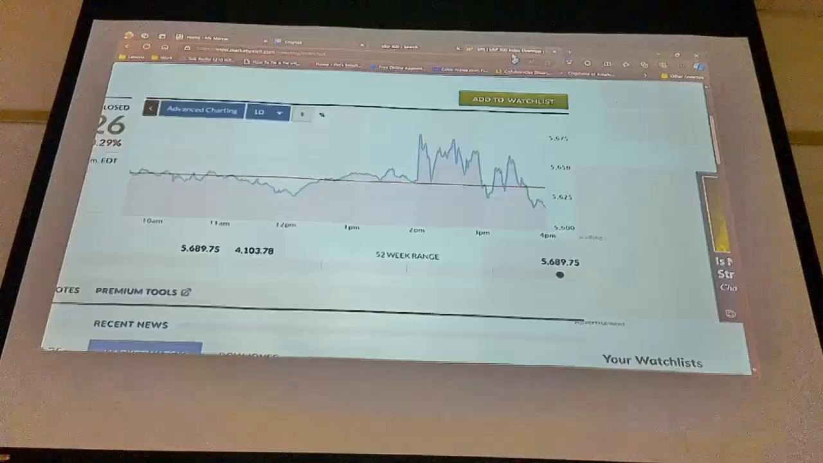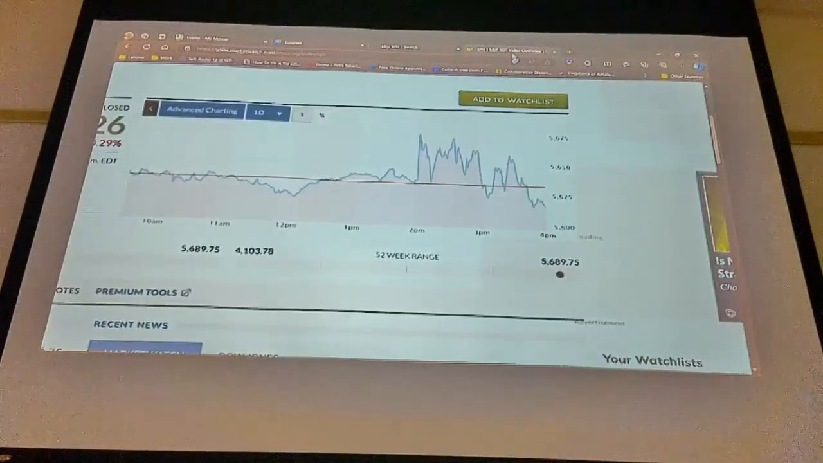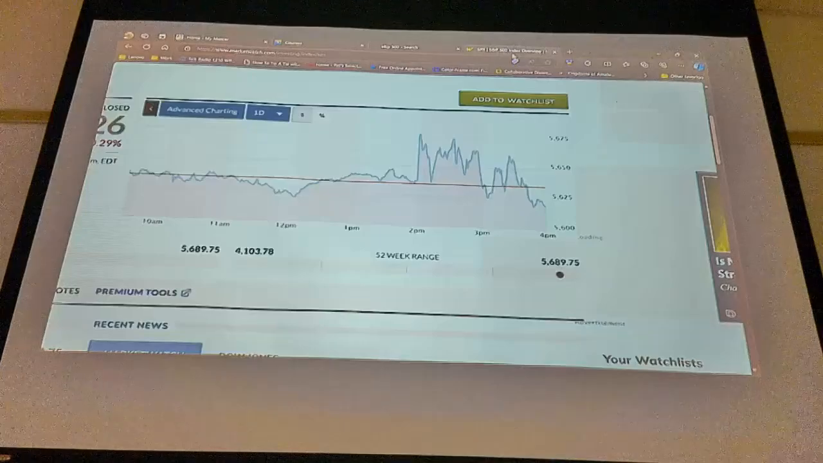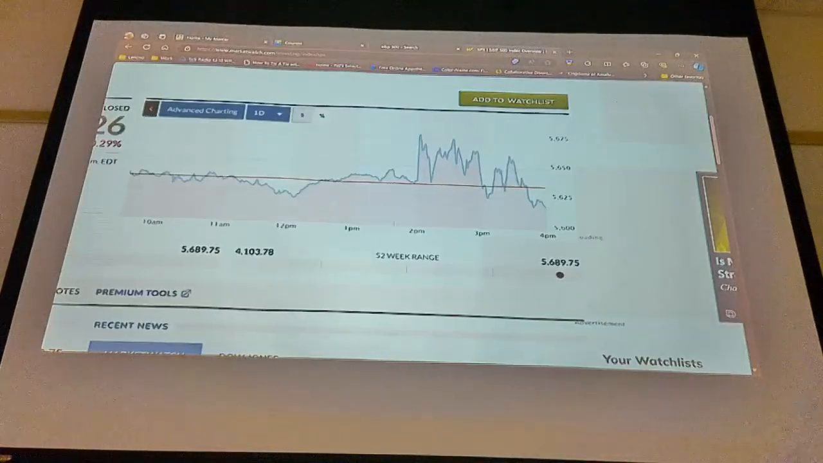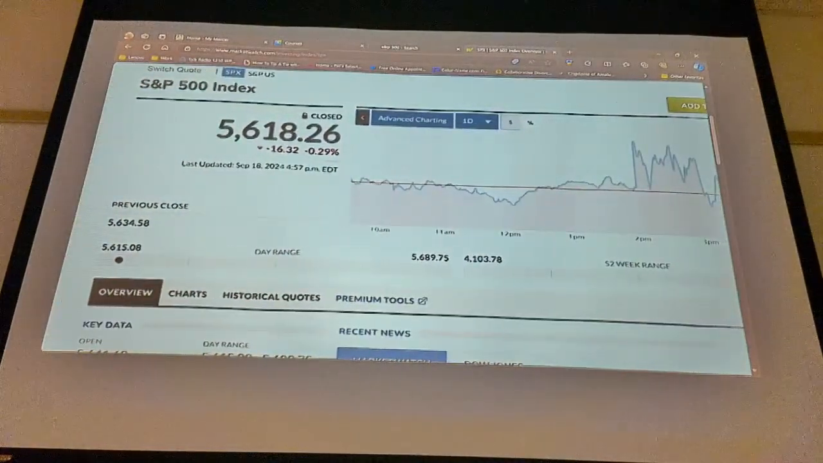So the axis doesn't always have to be on the left, or it can be on the left. It depends on the graph. It depends on how you want to draw it out. So what did it open at? Opened at, looks like, 5634.58. Closed at 5618.26, so only a 0.29% drop, which is nothing. Contrary to what that would have you believe.